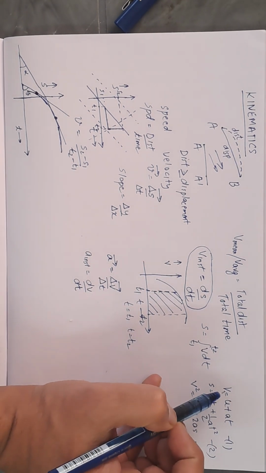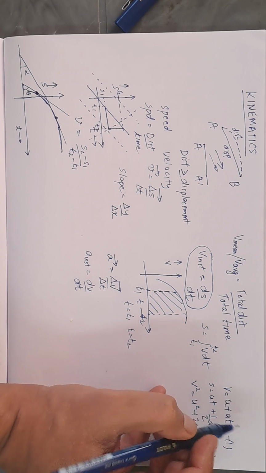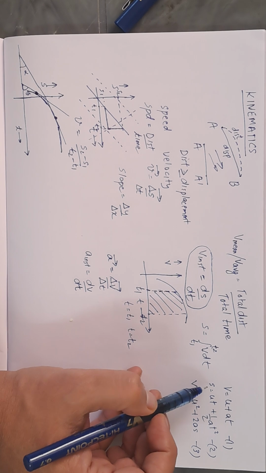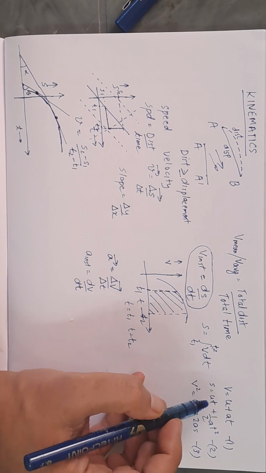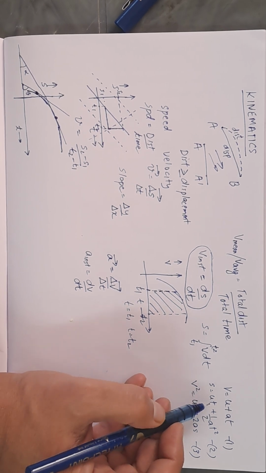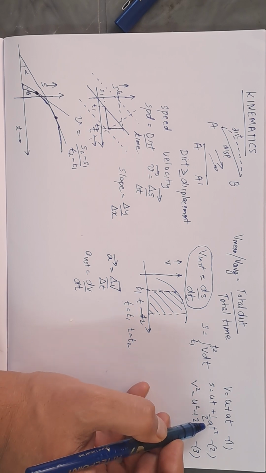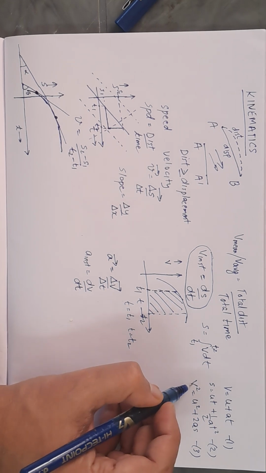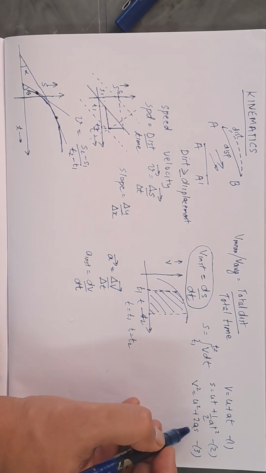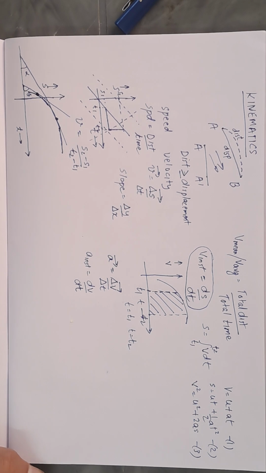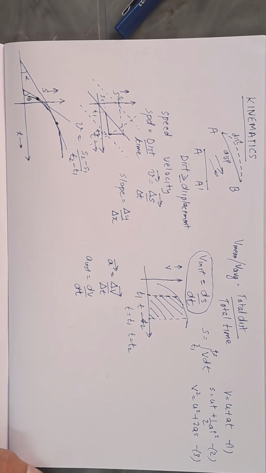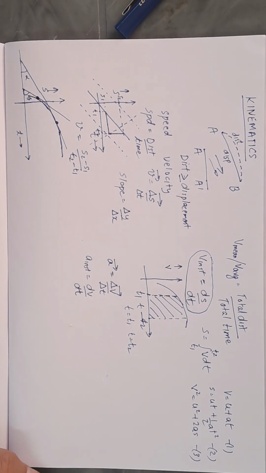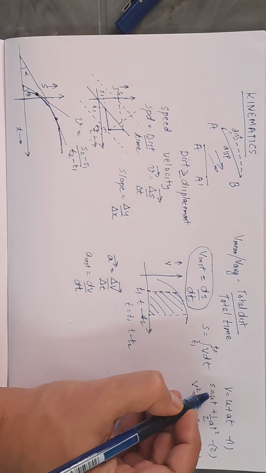Here v is the final velocity, u is the initial velocity, a is the acceleration, t is the time duration, s is the displacement. Here v is the final velocity, u is the initial velocity, a stands for acceleration, s stands for the displacement. So these are three main equations which we use quite a lot in kinematics, and they can be derived very easily actually.